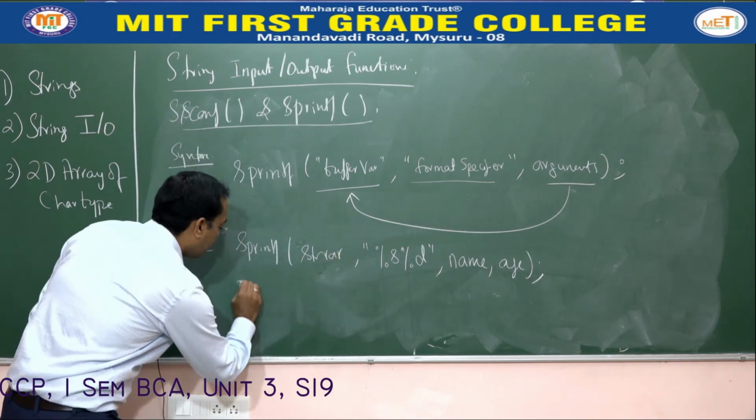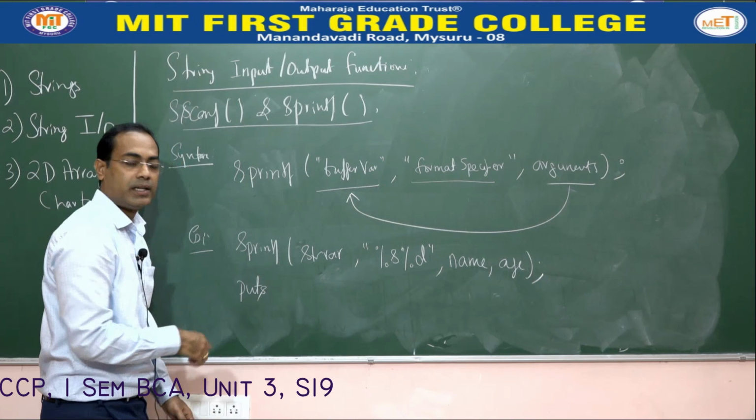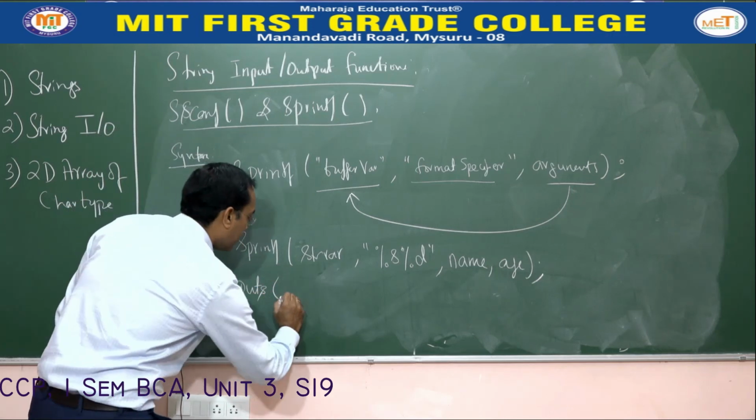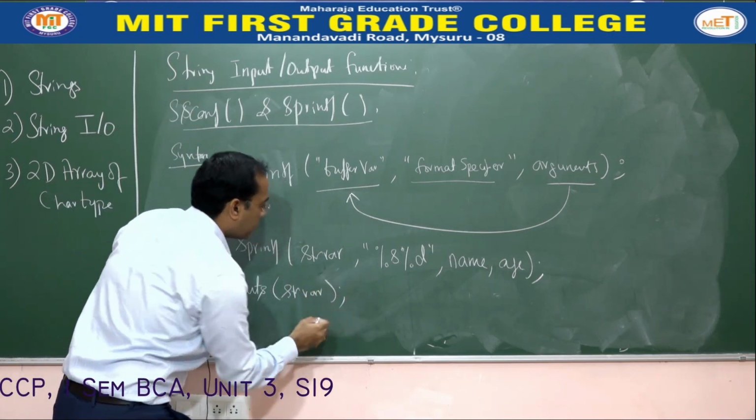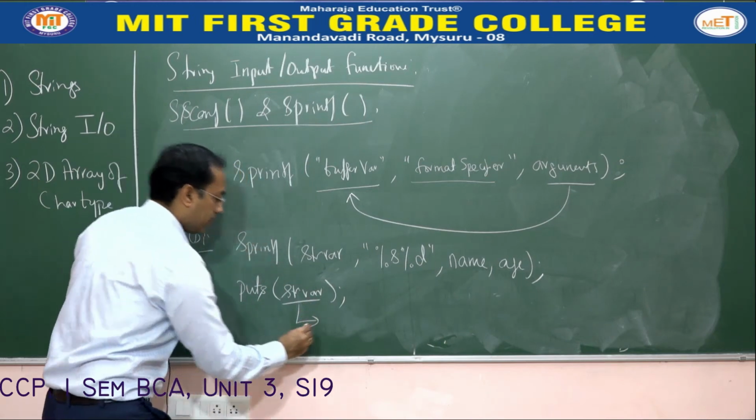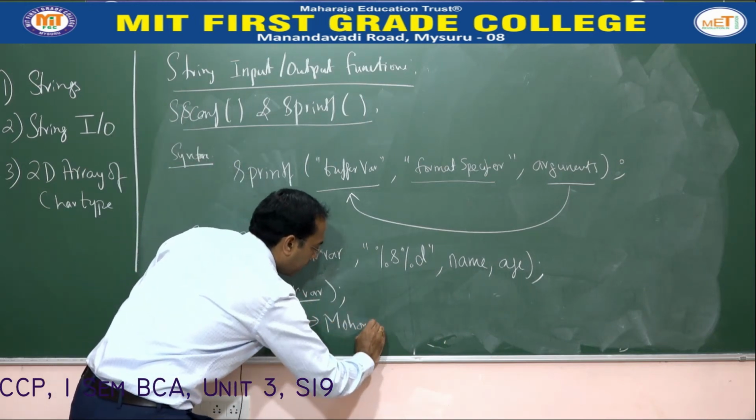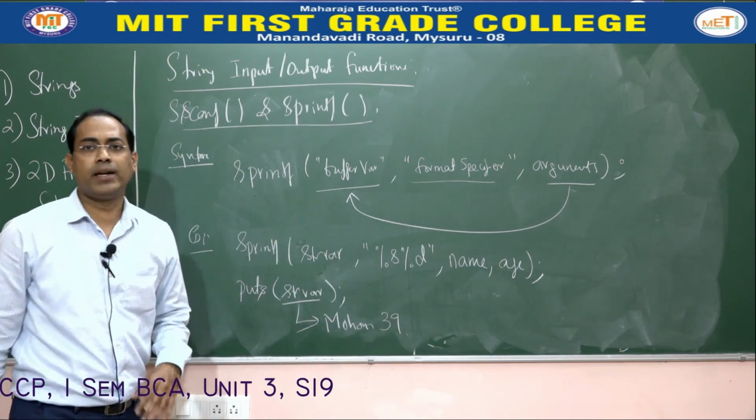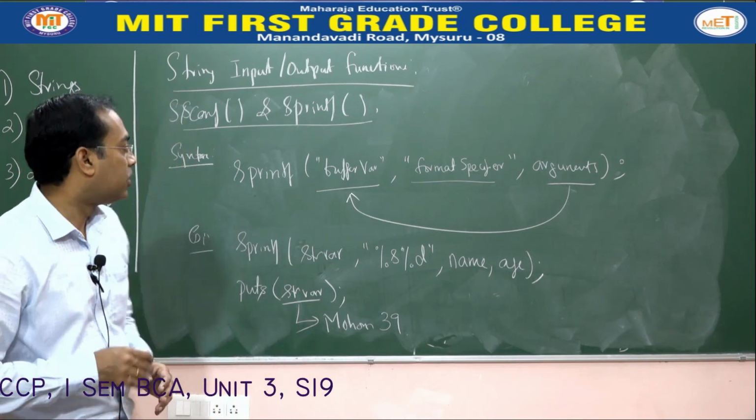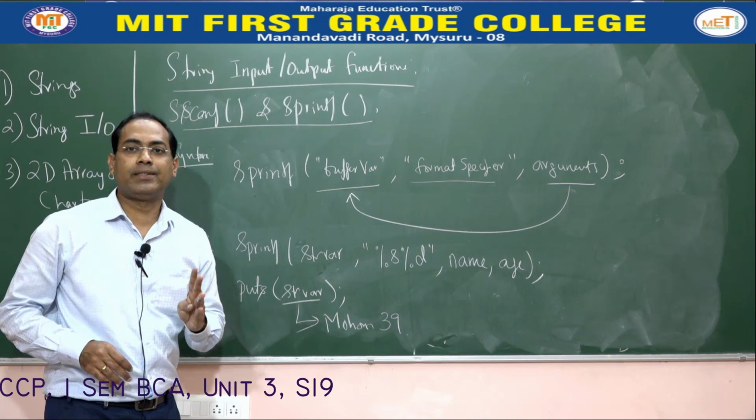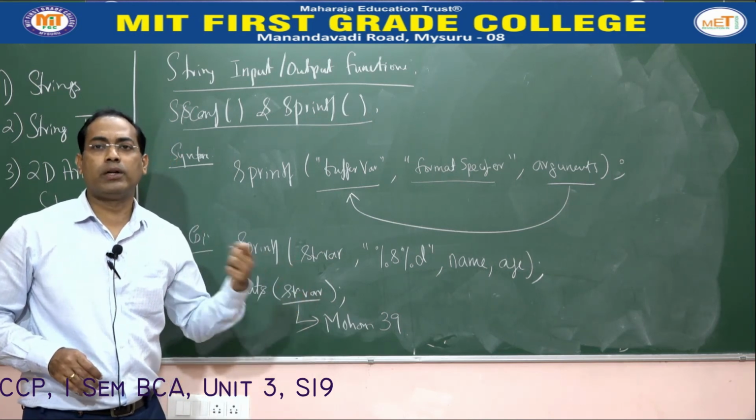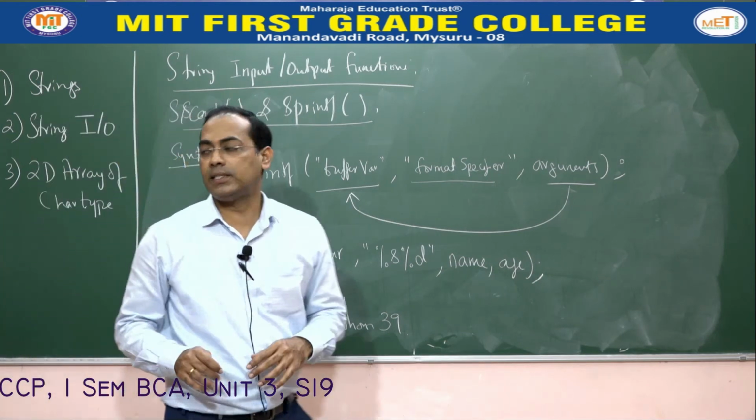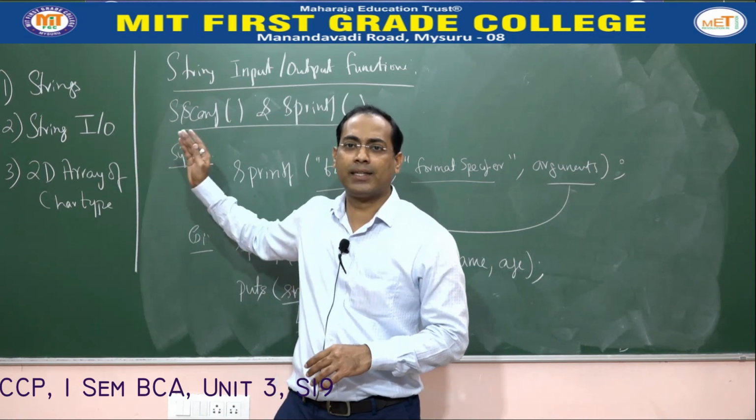Suppose you want to display, then you have to use the previous built-in functions, that is puts or putchar or printf. So if you display str var, it will output Mohan and 39. So this is what sscanf and sprintf are all about. Students, now you have learned the four different categories, or types, of input output functions for strings. Now we will see the last topic of today's discussion, that is 2D array of character type.